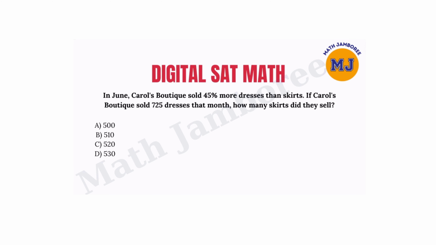In June, Carol's boutique sold 45% more dresses than skirts. If Carol's boutique sold 725 dresses that month, how many skirts did they sell? A is 500, B is 510, C is 520, and D is 530. Let's see whichever choice is correct.